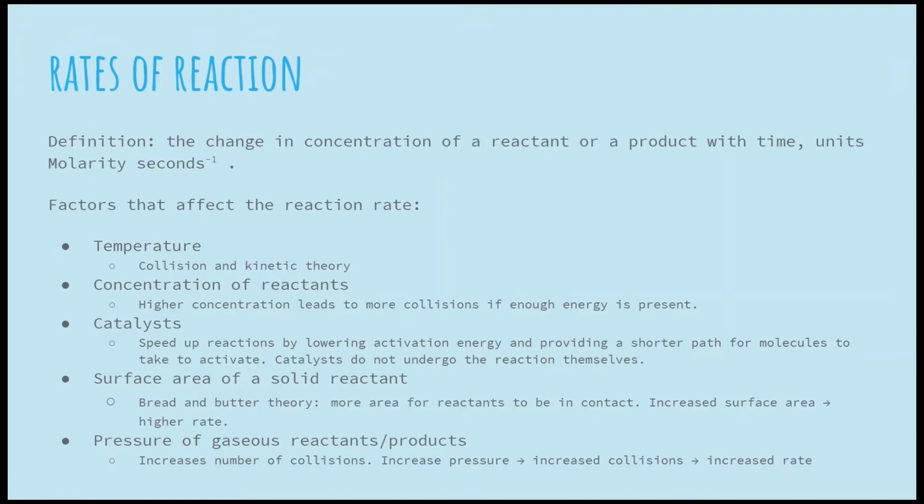The next factor is surface area of a solid reactant. It's known as the bread and butter theory. More area for the reactants to be in contact increases the surface area, which means there's a higher rate. So if you have one large particle or 5 smaller particles, the 5 smaller particles will have a faster reaction rate because there's more surface area present. And lastly, pressure of gaseous reactants or products can also be a factor. An increase in pressure increases the number of collisions, which will then increase the rate, as we talked about with collision theory.